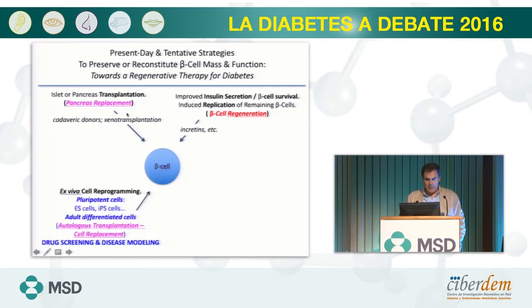Now, as we know, there are many laboratories around the world that are trying to obtain ex vivo beta-like cells, whether from pluripotent cells, embryonic stem cells, or iPS cells, or even from adult differentiated cells. So this is, again, a cell replacement approach, because the ultimate goal is to achieve autologous transplantation of cells that were obtained originally from the patient.